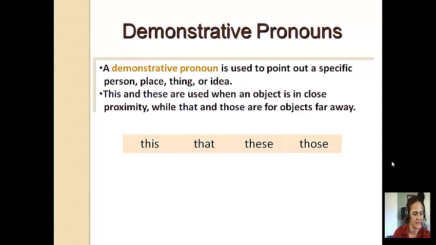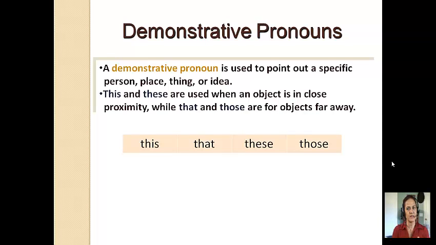So, for example, if I said, this Ace bandage, I put it right here on my knee. This Ace bandage is just phenomenal when I'm hurt. So I use this because it's close to me. Now I'm going to throw it away, to the other side of my desk, and I say, that Ace bandage I like to use when I stub my toe. So remember, I use this when it's close to my body, that when it's far away.